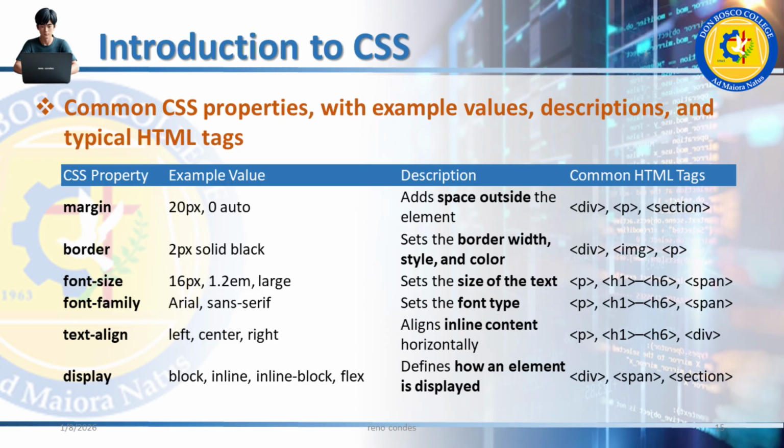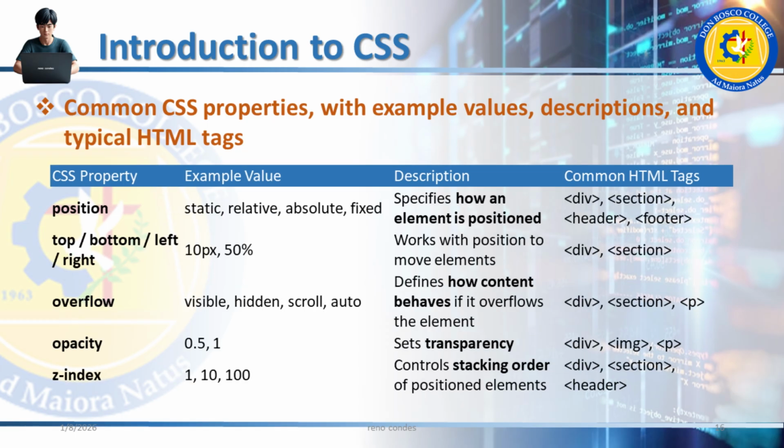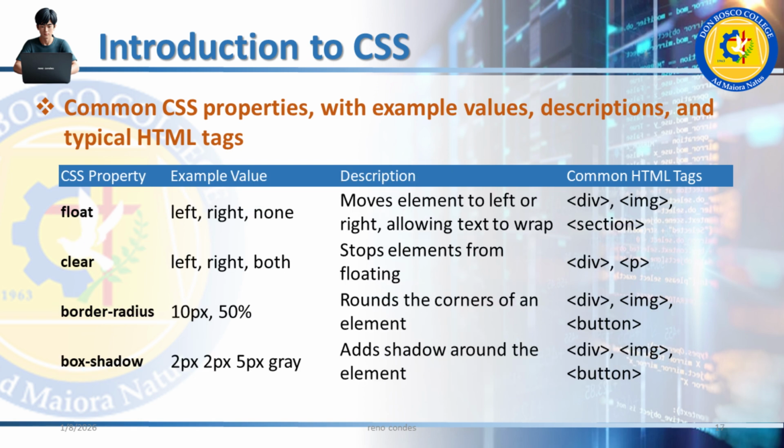The display property defines how an element is displayed, and the position property specifies how an element is positioned. The top, bottom, left, and right properties work with position to move elements. The overflow property defines how content behaves if it overflows its container. The opacity property sets transparency, and z-index controls the stacking order of positioned elements. The float property moves an element to the left or right, allowing text to wrap around it, while the clear property stops elements from floating. Finally, the border radius property rounds the corners of an element, and box shadow adds a shadow around the element.